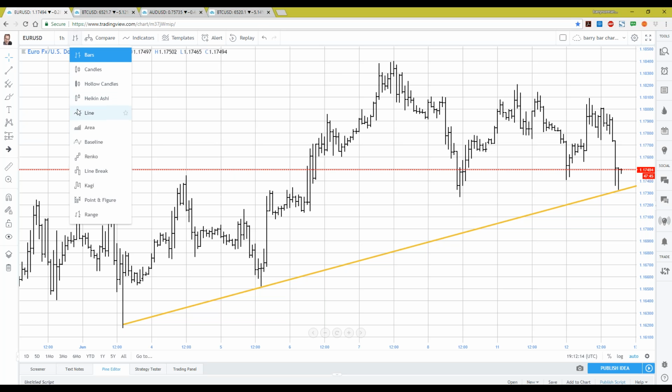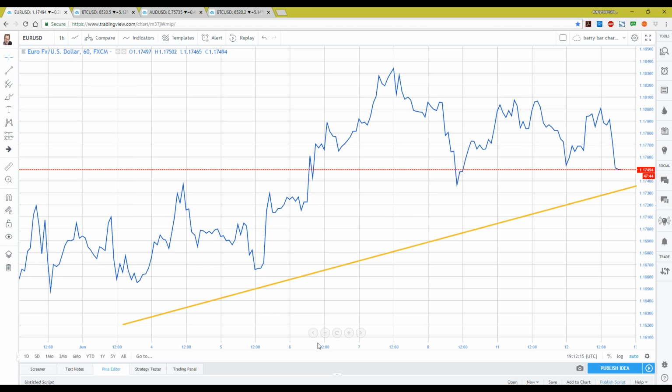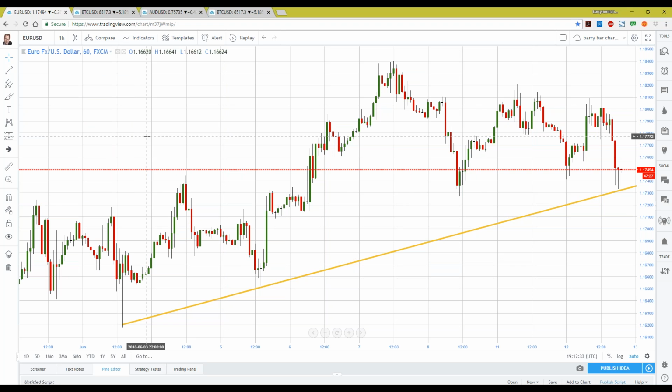But we can also convert it very quickly to a line chart. As you can see, this line chart tells us very little and didn't help us draw this trend line on here. Because look at that, price never touched this trend line because we're not seeing the highs and the lows. But you can use whichever method you would like. You just have to learn to use them effectively.